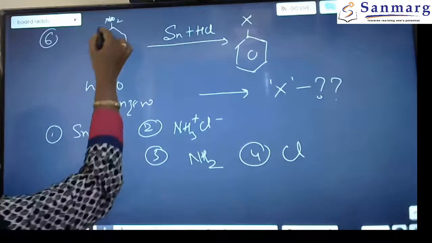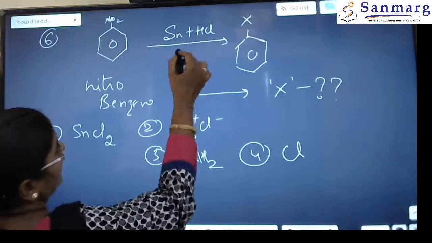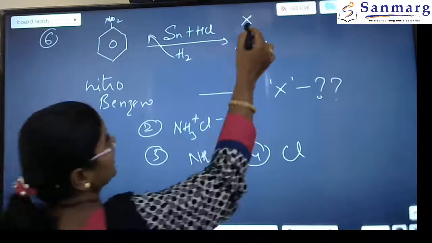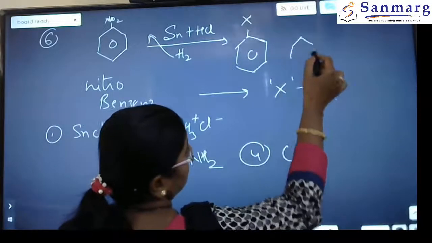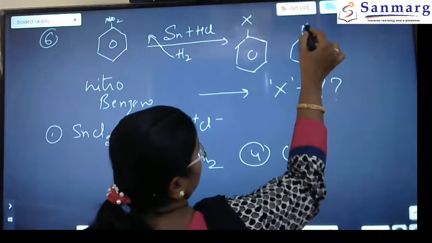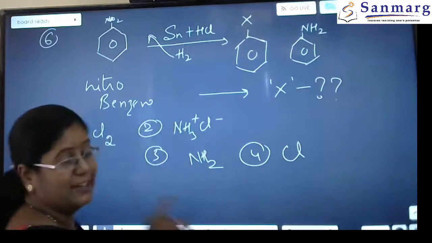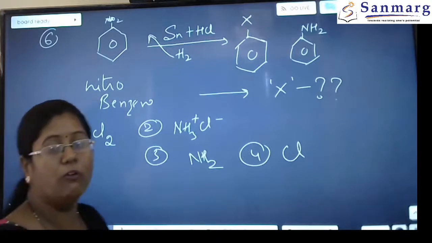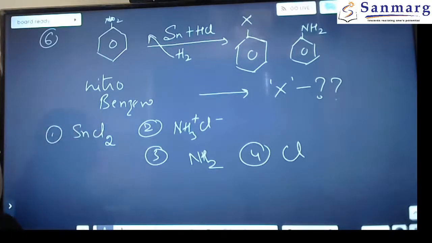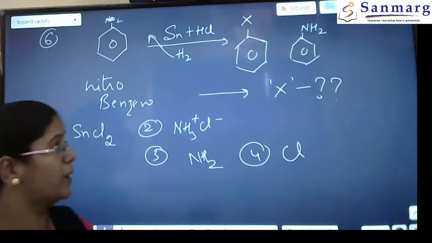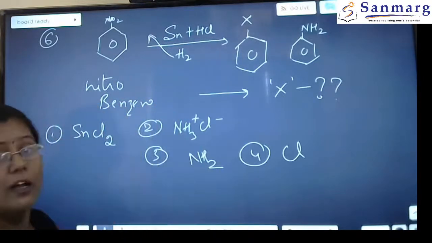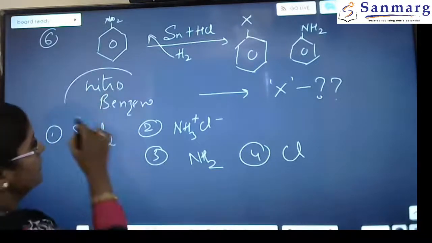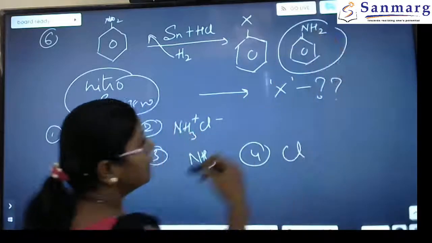Hydrogen is added. Reduction reaction means hydrogen is added. So here you get benzene ring plus NH2. Aniline is formed. This comes in preparation of primary amines. How can primary amines be prepared? Primary amines can be prepared by reduction of nitrobenzene. So this is one of the methods of preparing aniline.